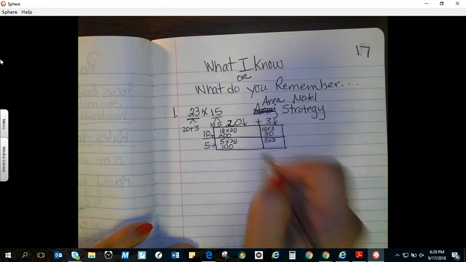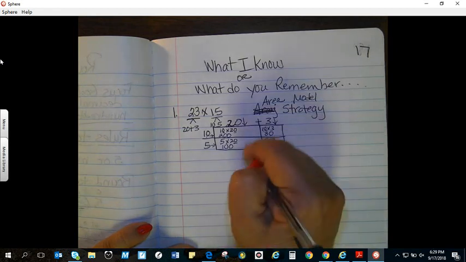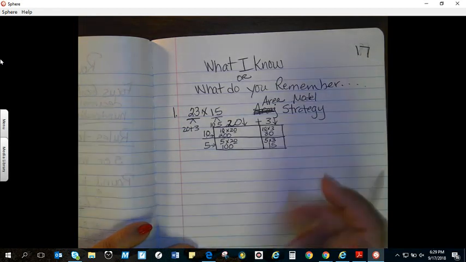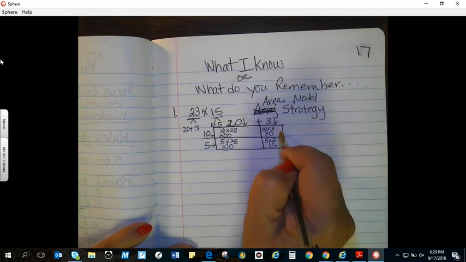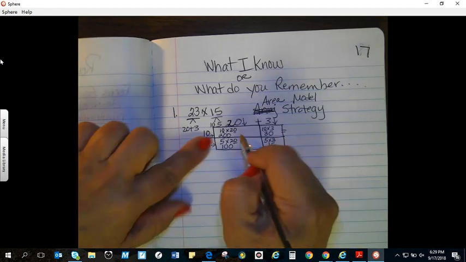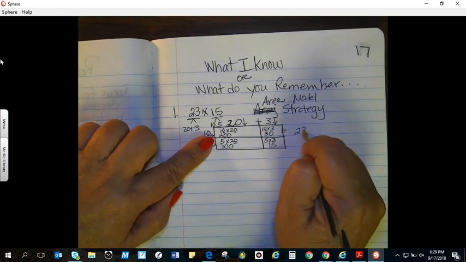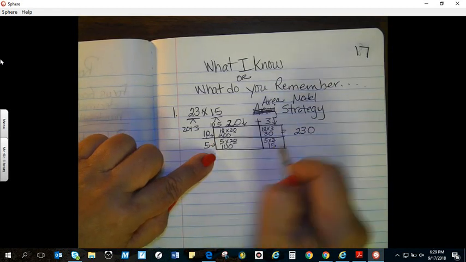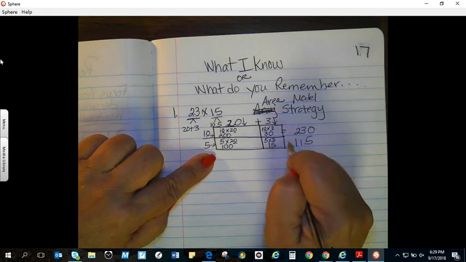5 times 3 is 15. Now I'm going to add those up. Usually for me, adding it up and down is easiest. Some may find adding it across is also good, so you can do it this way. 200 plus 30 equals 230. 100 plus 15 equals 115. So you can do it that way.